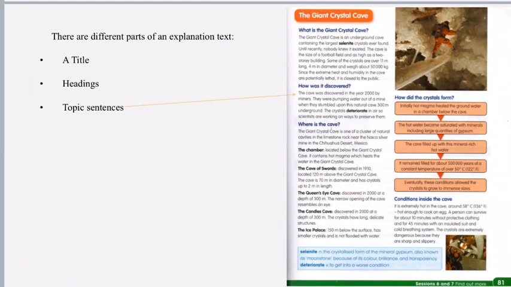So topic sentences, which we did earlier this week, are very important in explanation texts. Each paragraph should have a topic sentence. So if you look at the example where the arrow is pointing, the heading is, how was it discovered? The first sentence is, the cave was discovered in the year 2000 by miners. That's a topic sentence. We know now that it was discovered by miners, and then the rest of the paragraph will give some more information about that.